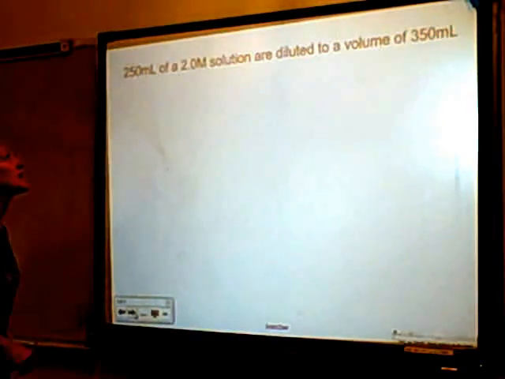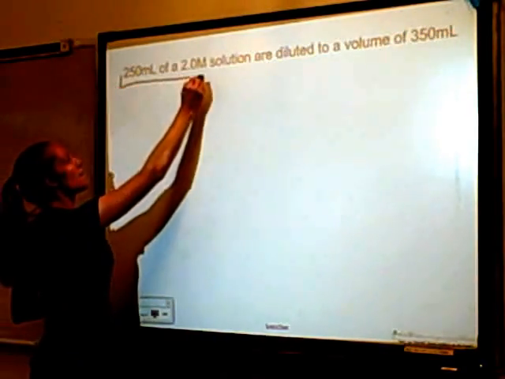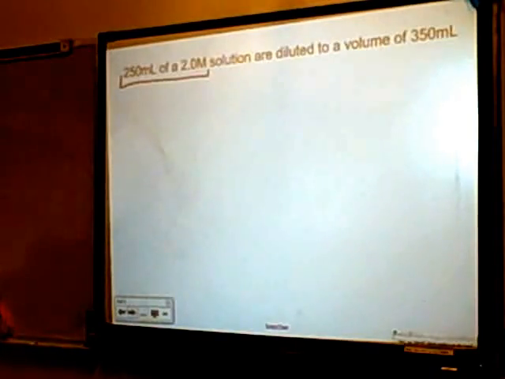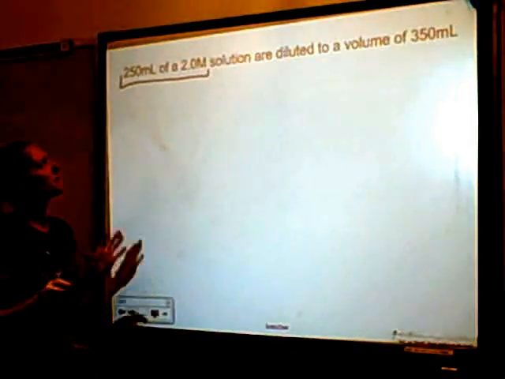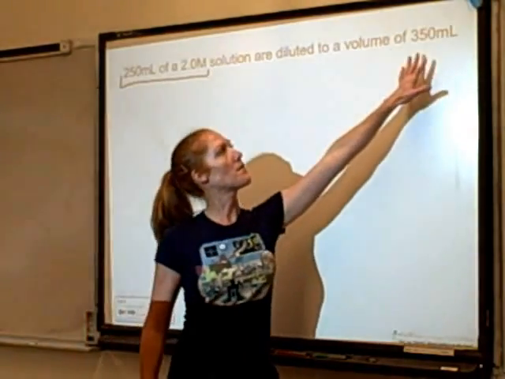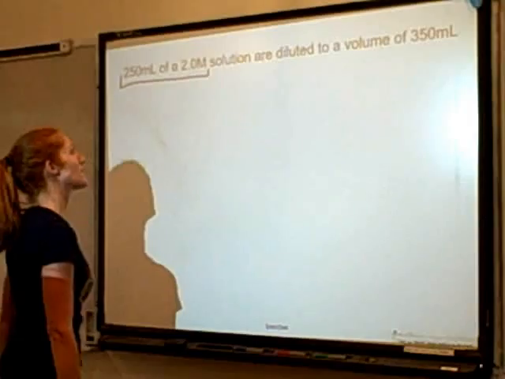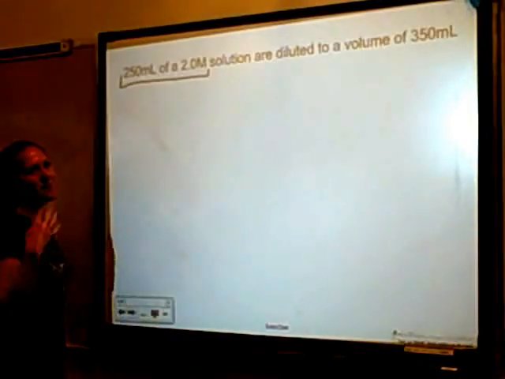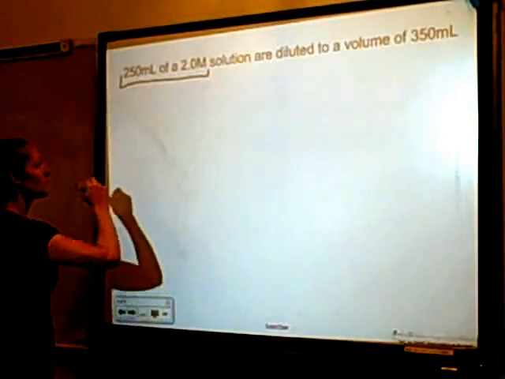In the first one I have 250 milliliters of a 2 molar solution diluted to a volume of 350 milliliters. So from here, I have a volume and I have a molarity, and I know that molarity relates to moles and liters. So I can either use dimensional analysis or algebra to figure out how many moles of whatever substance there are in that solution, and take those moles and divide by the final volume to get the new molarity. I'm going to use dimensional analysis because it's probably harder for us. We need to practice it.